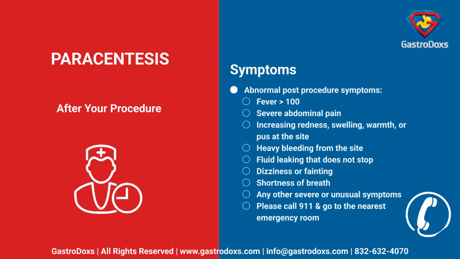Abnormal post-procedure symptoms: fever greater than 100, severe abdominal pain, increasing redness, swelling, warmth, or pus at the site, heavy bleeding from the site, fluid leaking that does not stop, dizziness or fainting, shortness of breath. Any other severe or unusual symptoms, please call 911 and go to the nearest emergency room.